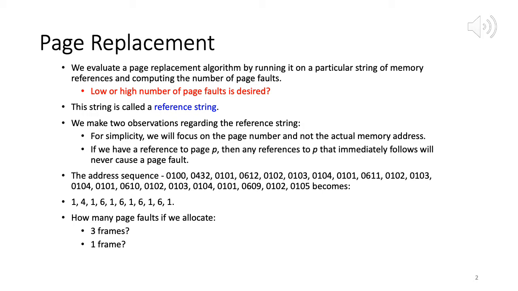These are virtual addresses, and in order to make the problem simple, we make two assumptions that we had discussed. We will focus on the page number and not on the actual memory address. So we know that whenever we have a virtual address that is generated, it has two parts. What are those two parts? One part is page number, the other is the offset. So for a particular page number, what does the offset do? It specifies which particular byte in that page we want to address.